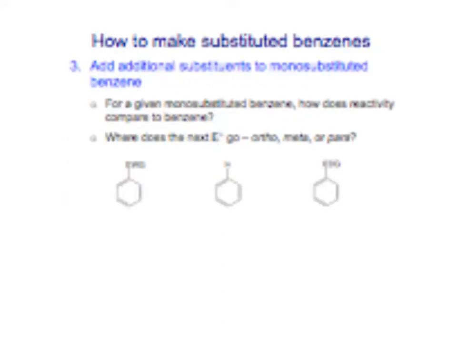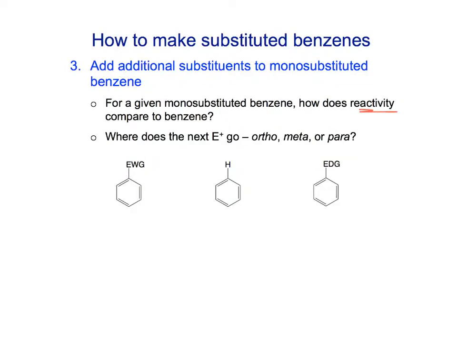So let's think about these two things. The first thing is, how does their reactivity compare to benzene? And next, will that group go ortho, meta, or para? So let's first think about the reactivity issues. All right? For a simple point of view, I think that works out here, we can look and categorize our different groups. This EWG means electron withdrawing group.